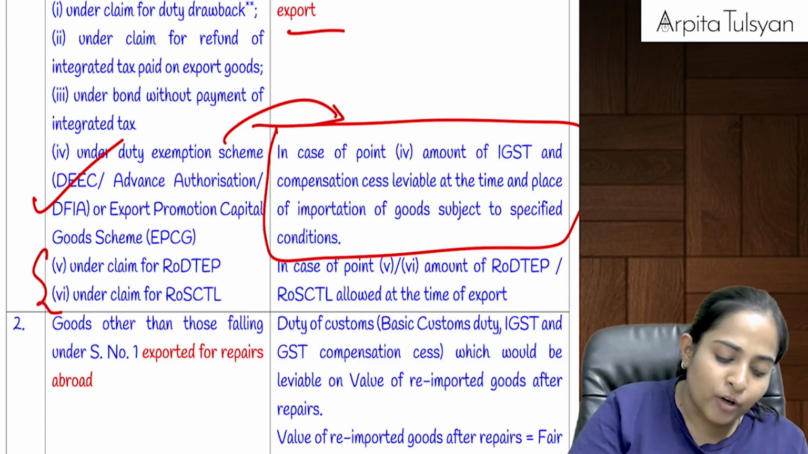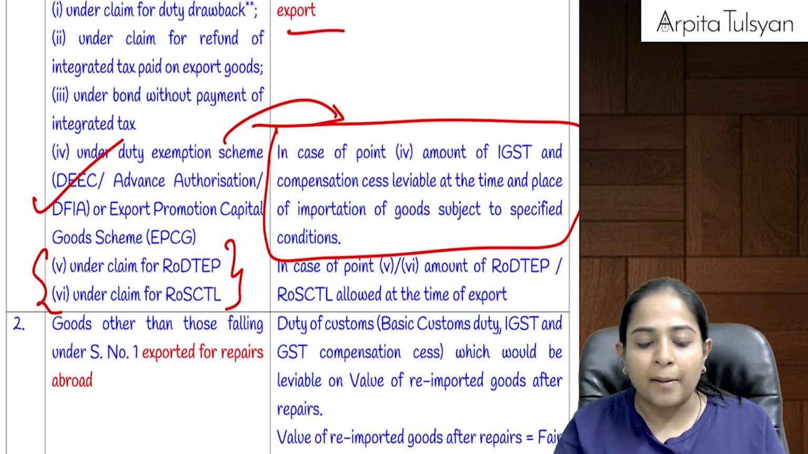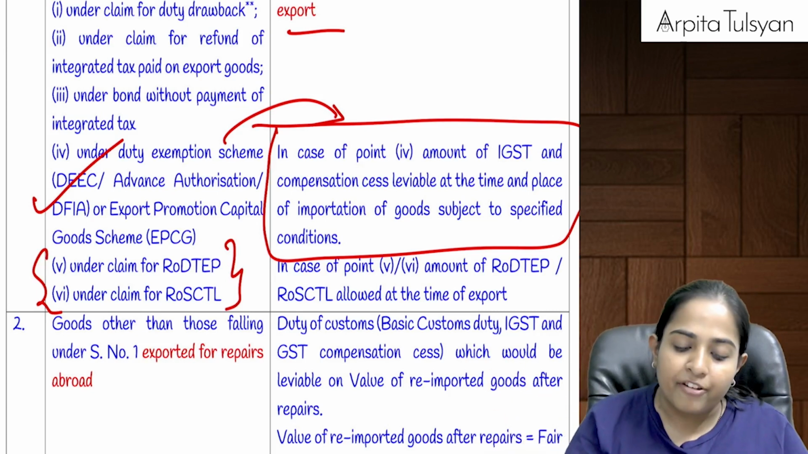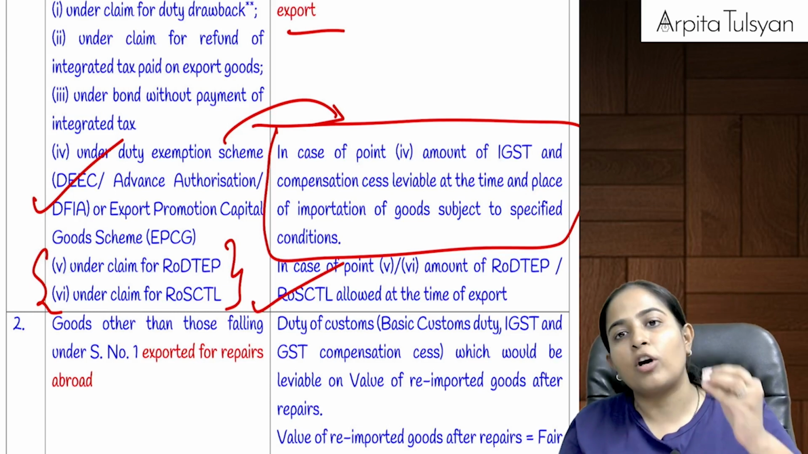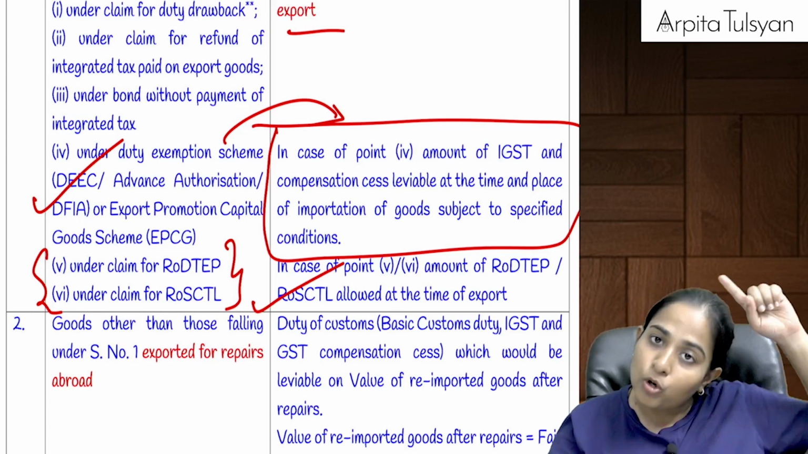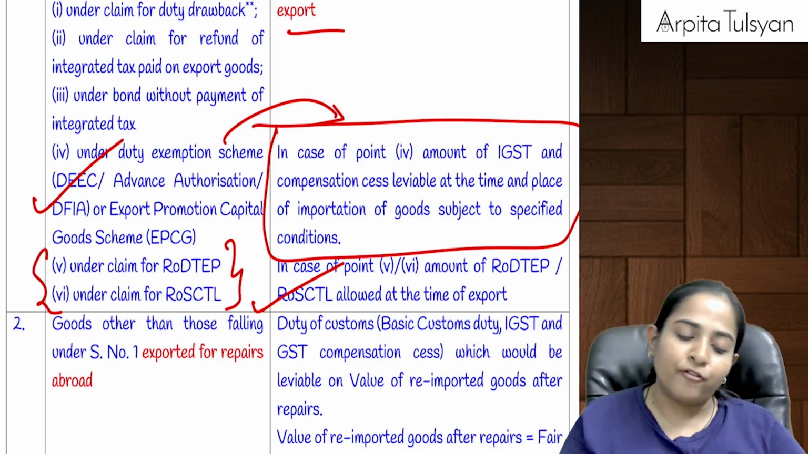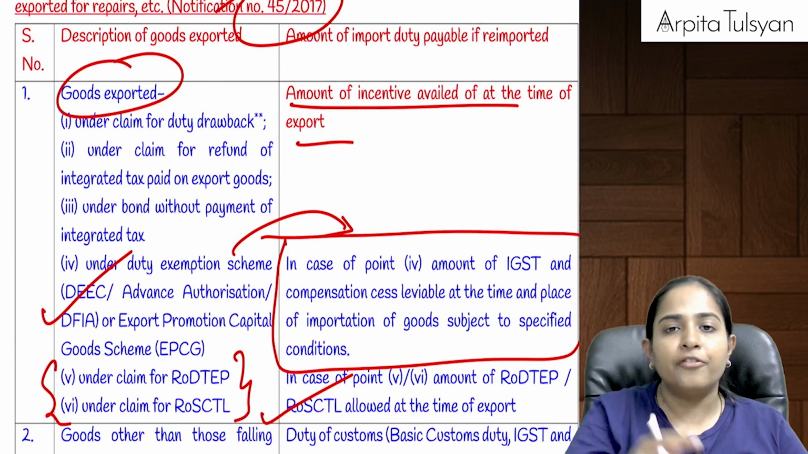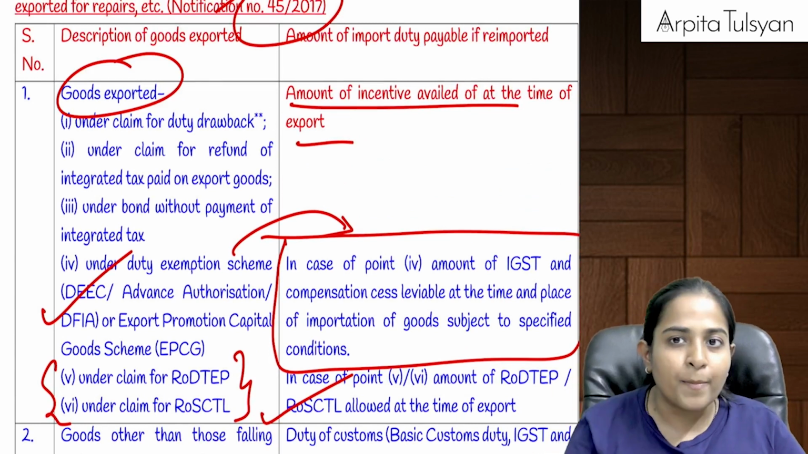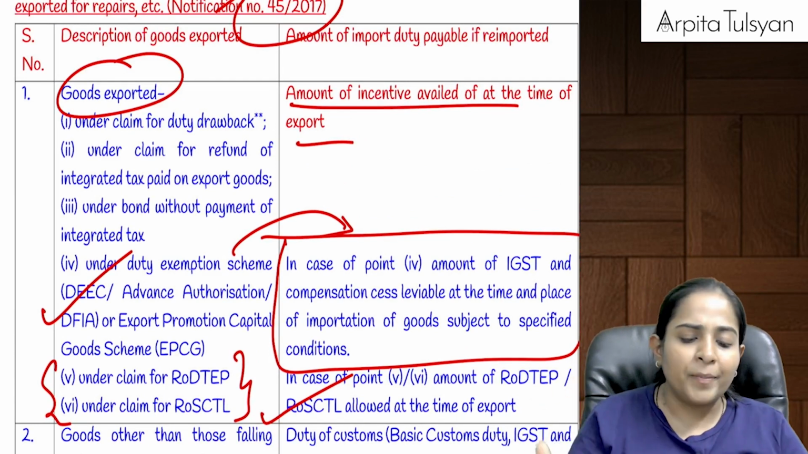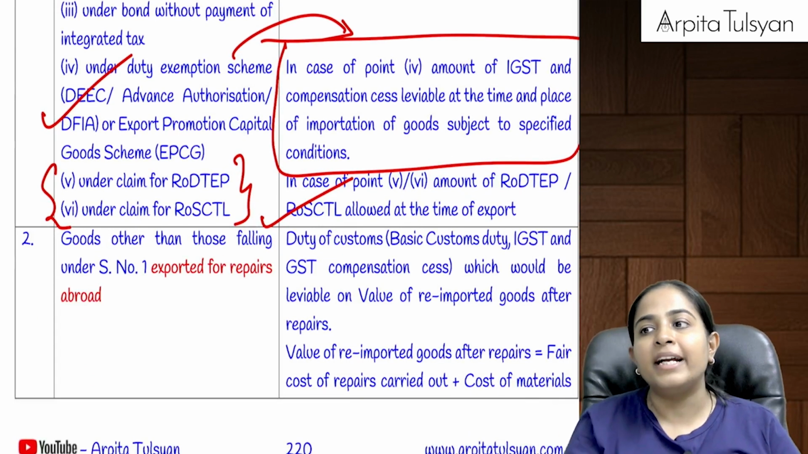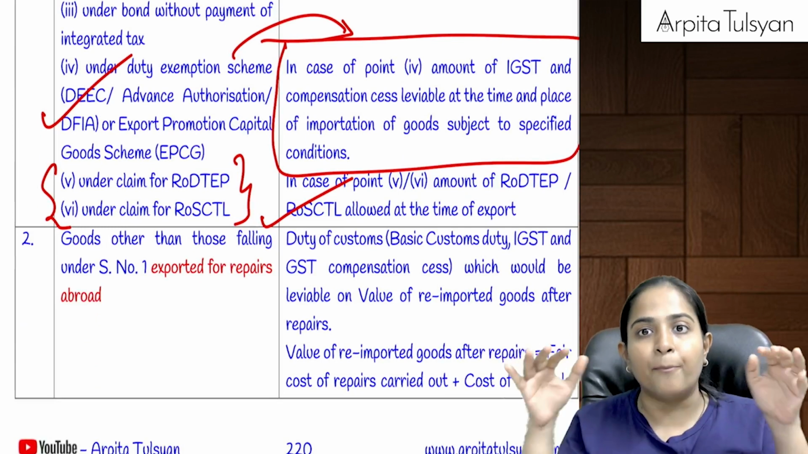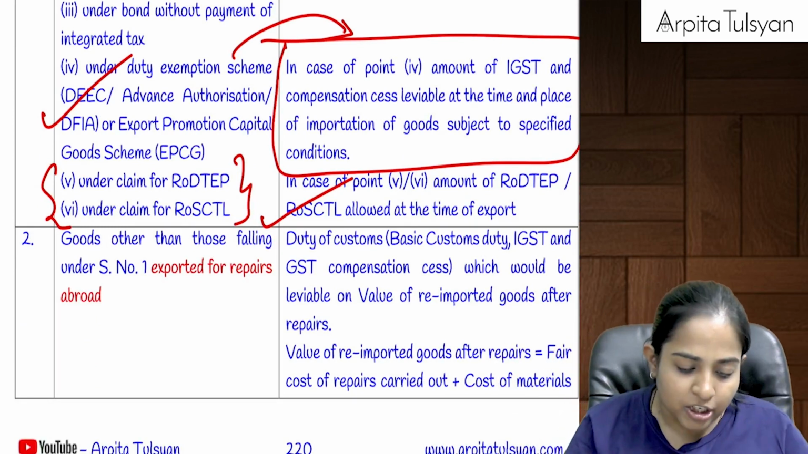And suppose you had exported the goods under the claim for RODTEP or ROSCTL, these particular schemes under the FTP chapter, then whatever amount of duty remission was allowed to you at the time of export, you now have to pay it to the customs authority. Basically, first you exported the goods and took the export benefits, now you are importing back. So the government is telling you, no problem, if you are importing it back, then no need to consider it a full, normal import. Pay some concessional duty on the same.